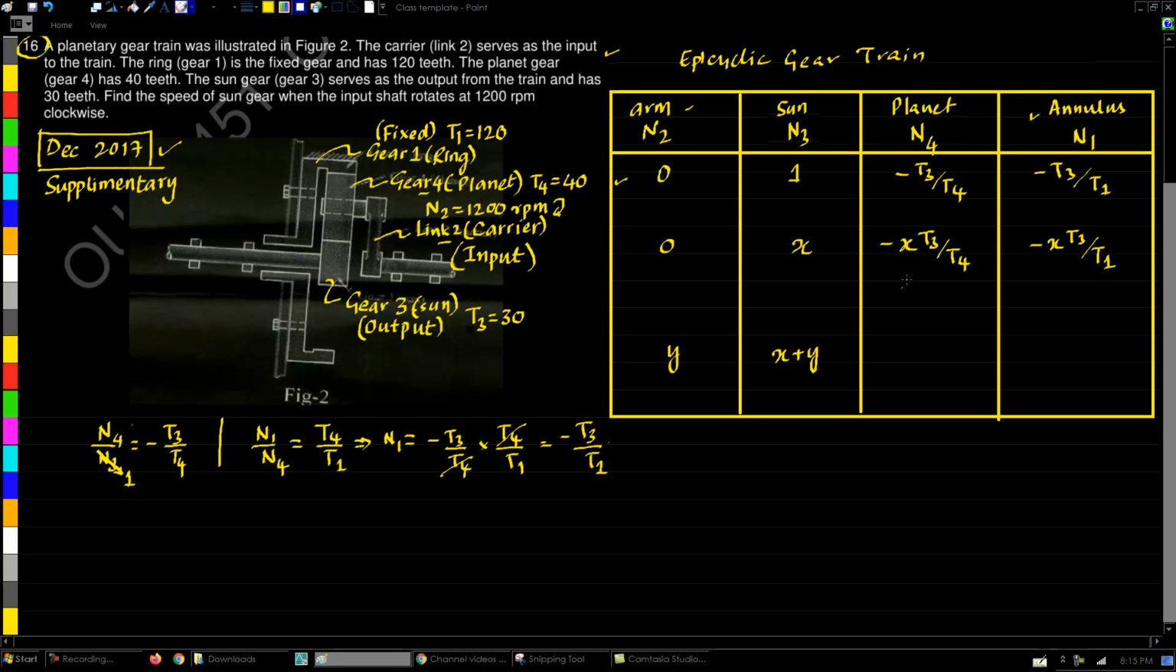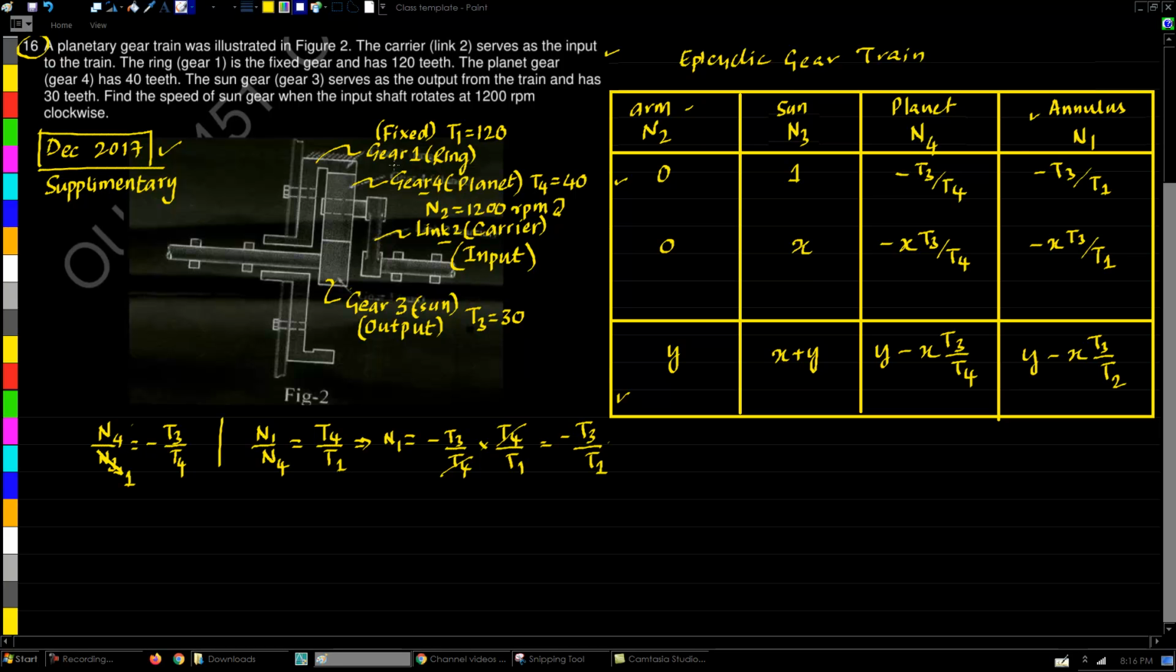And here when we add Y, I'll just put the negative term in the second place, and T3 upon T4 will remain. And here we'll get Y minus X times T3 upon T. So these are the formulae we'll be using for the speeds. Now let's see from the problem what are the speeds given to us.